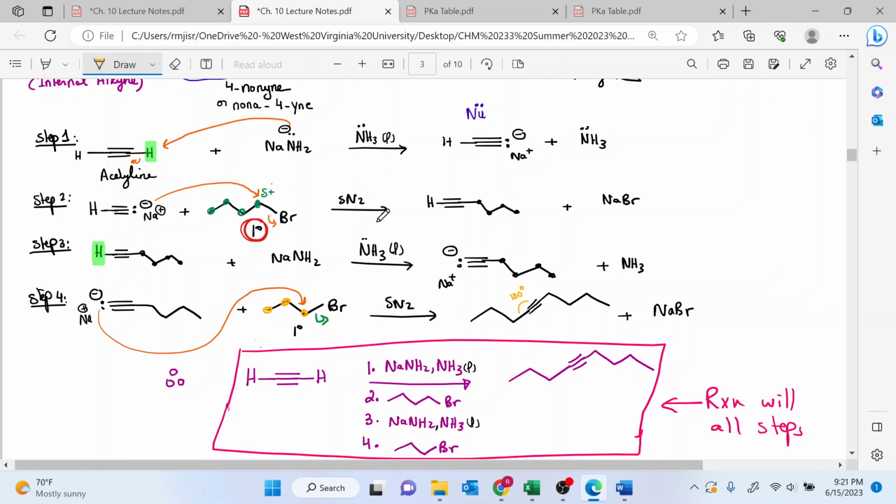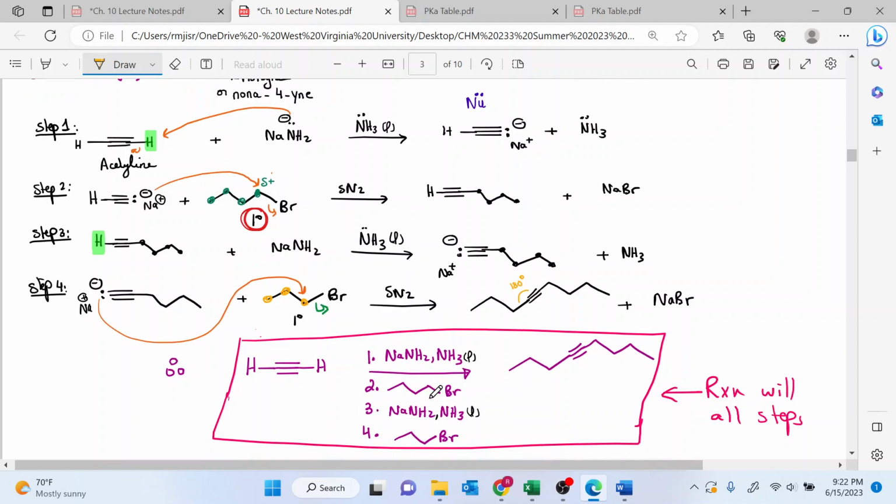So if I want to combine all of these steps together, then this is what I did. In the first step, I used the base. In the second step, I used a 4-carbon primary alkyl halide. In the third step, I used the base again. And in the fourth step, I used the 3-carbon alkyl halide. So this is the sum of what I did over here, and these are the steps.